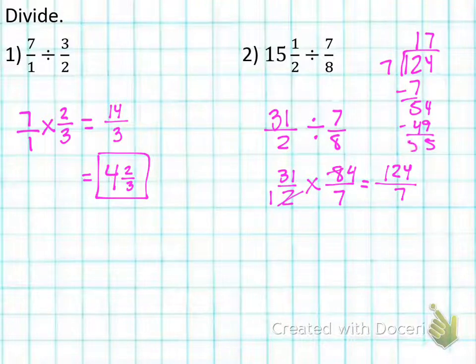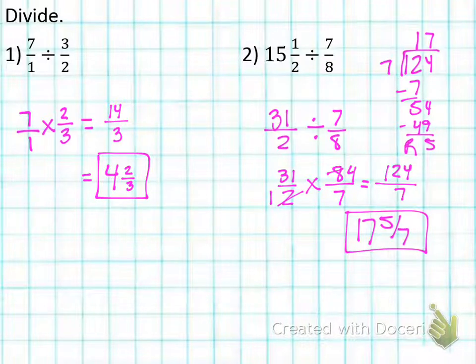Remainder of 5. Oh. So we just write our final answer as 17 and 5/7. And that's it. We're all done. Any questions? Does it look right?